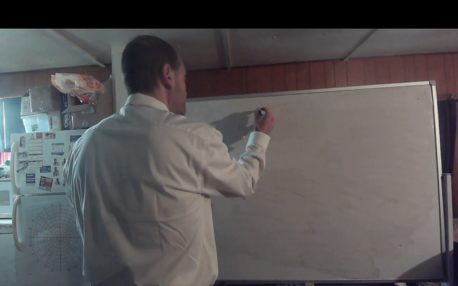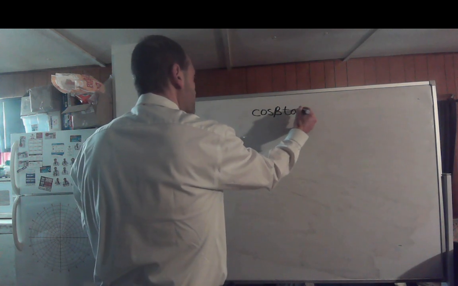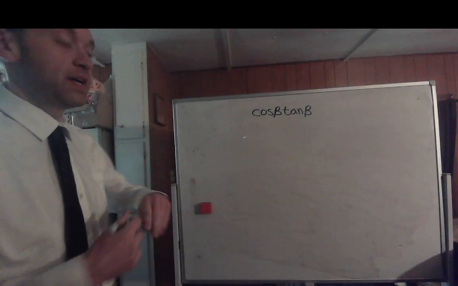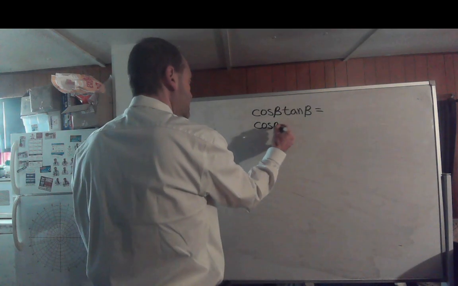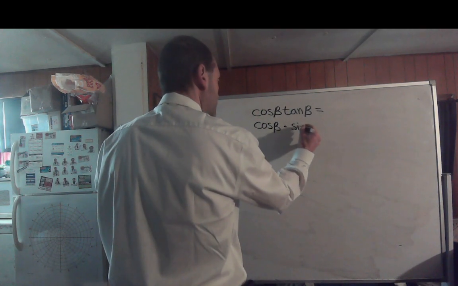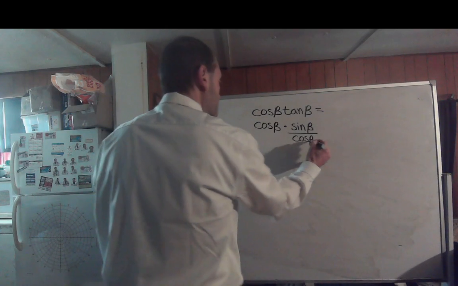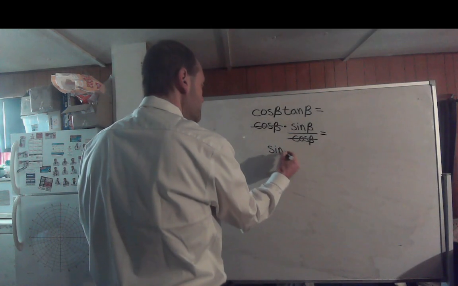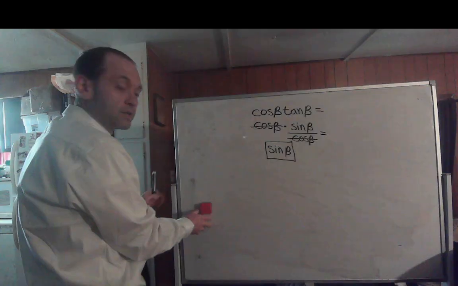Alright, let's see. We have the cosine of angle beta times the tangent of angle beta. So, of course, you have your cosine of beta. Now we could take that times the tangent. The tangent would be the sine of beta over the cosine of beta. So your cosines of beta are going to cancel out. This will simplify very nicely into the sine of beta. That should be your final answer, the sine of beta.